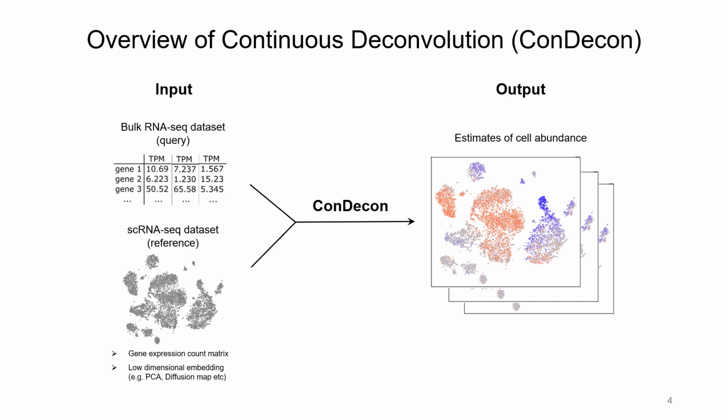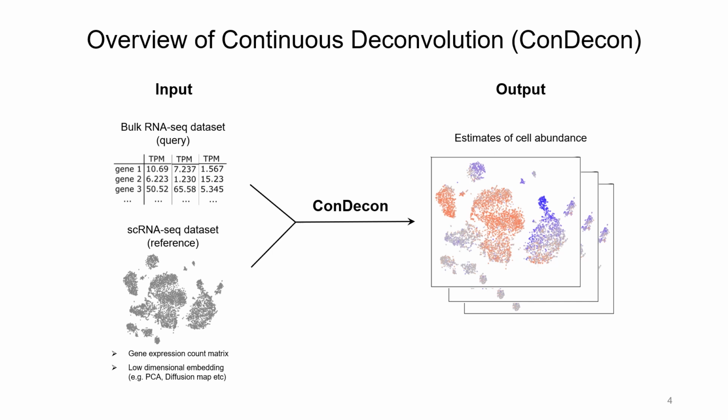Here, we present a continuous deconvolution method named ConDecon for inferring cell abundance from gene expression data of bulk tissue without relying on cluster labels or cell type specific gene signatures at any step. ConDecon is a clustering-independent machine learning approach that uses the gene expression count matrix and latent space of the reference single-cell data to estimate the cell abundance of each bulk sample.